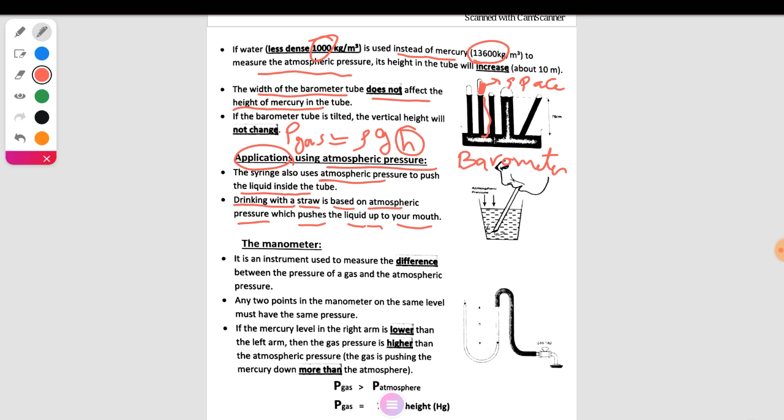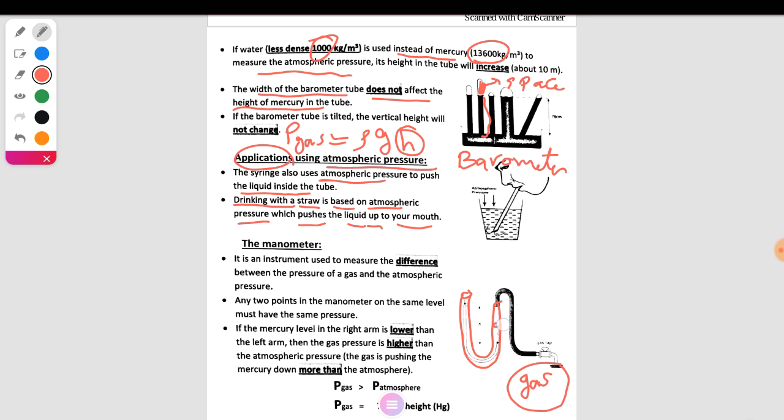We have another device used to measure the pressure of an enclosed gas in a container. If you have a U-shaped tube, this is a U-shaped tube, connected with a rubber tube, and this is the container which contains the enclosed gas. Inside this tube, we have liquid. In this case, we may use colored water or mercury, according to the value of the pressure.